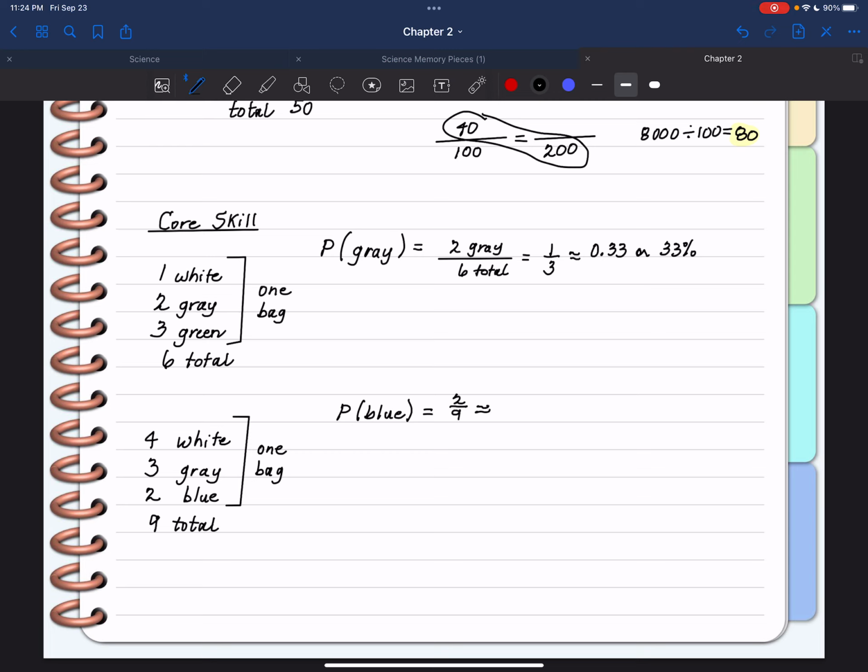So 2 out of 9 is 2 divided by 9. That's 0.22 repeating, or 22%. The probability of white. Well, there are 9 marbles and 4 of them are white. So that's going to be 0.4 repeating, or about 44%.